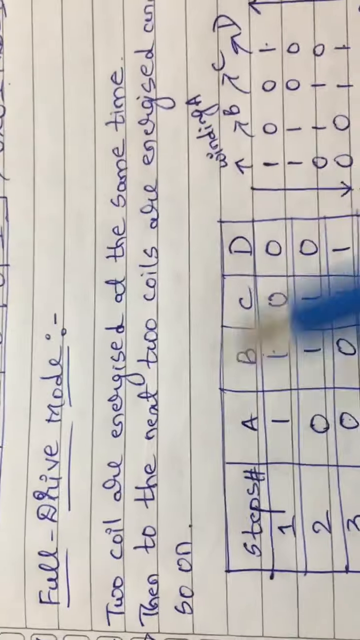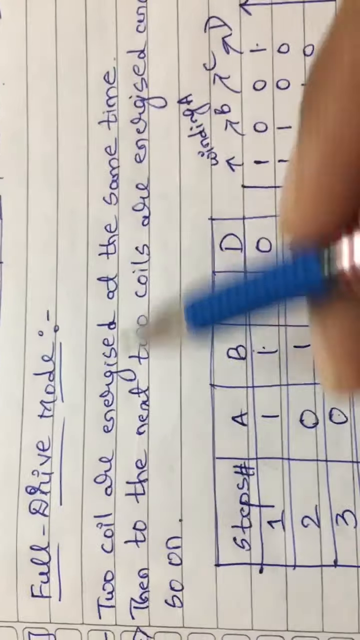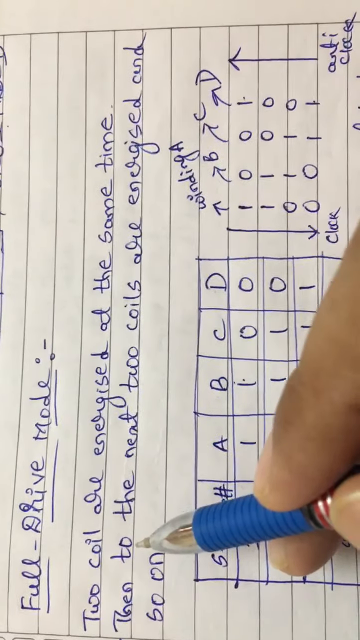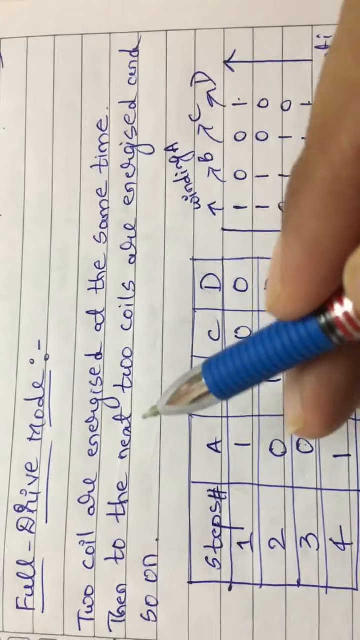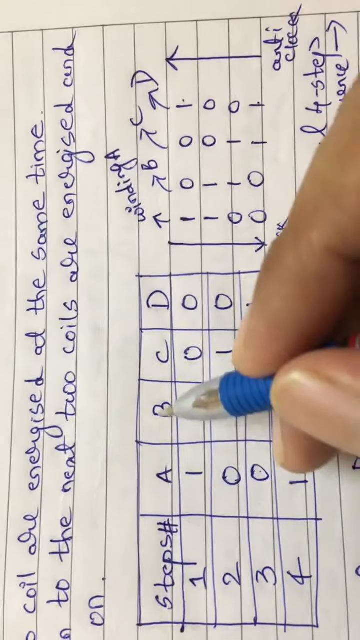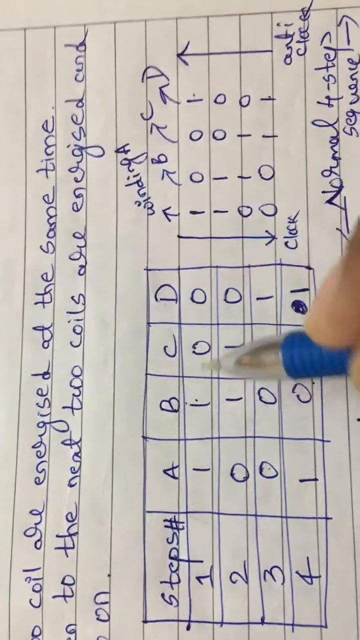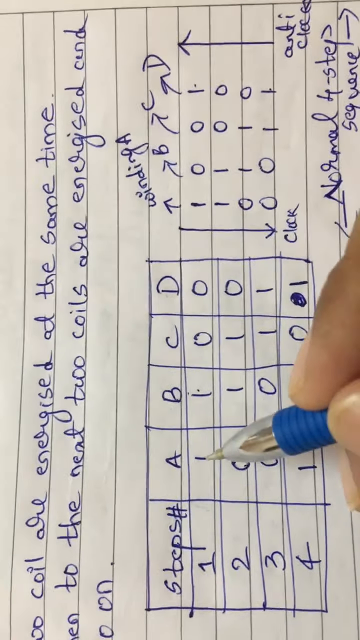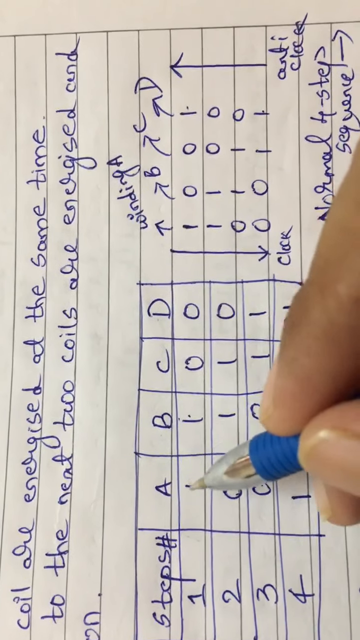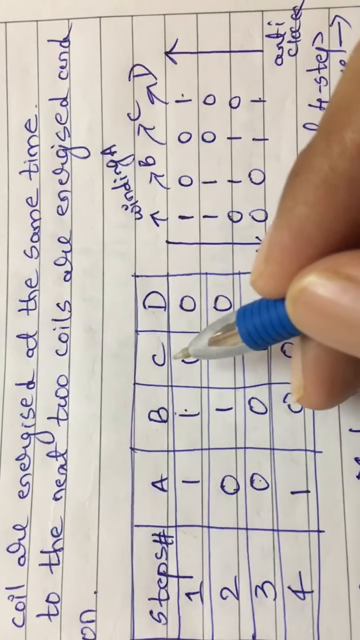Here again we have 4 steps, but the condition is that 2 coils are energized at the same time. Then the next 2 coils are energized, and so on. For example, of A, B, C, D, 2 coils are energized at the same time. So first I will energize 1, 1, that is A, B, 0, 0. Next I will take B 1, C 1, that is 0, 1, 1, 0. So concurrently we have to do this, right? Make A equal to 1, B equal to 1, 0, 0.